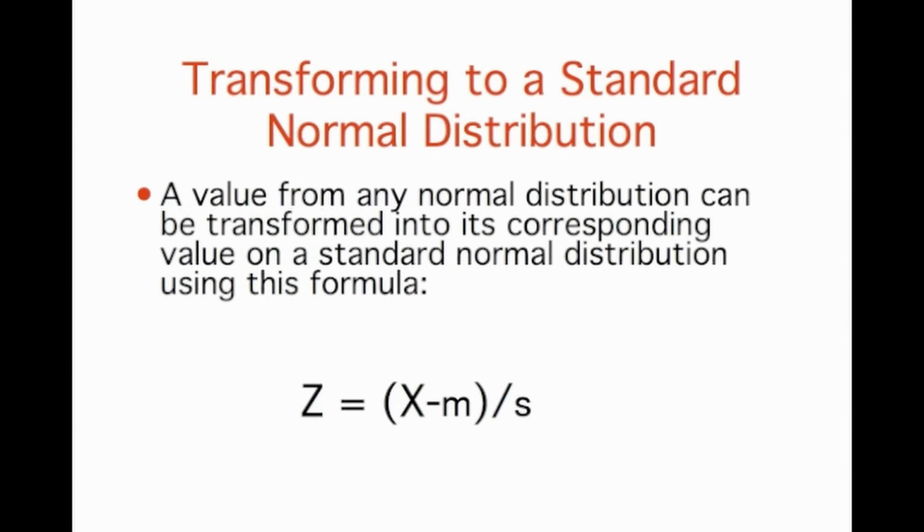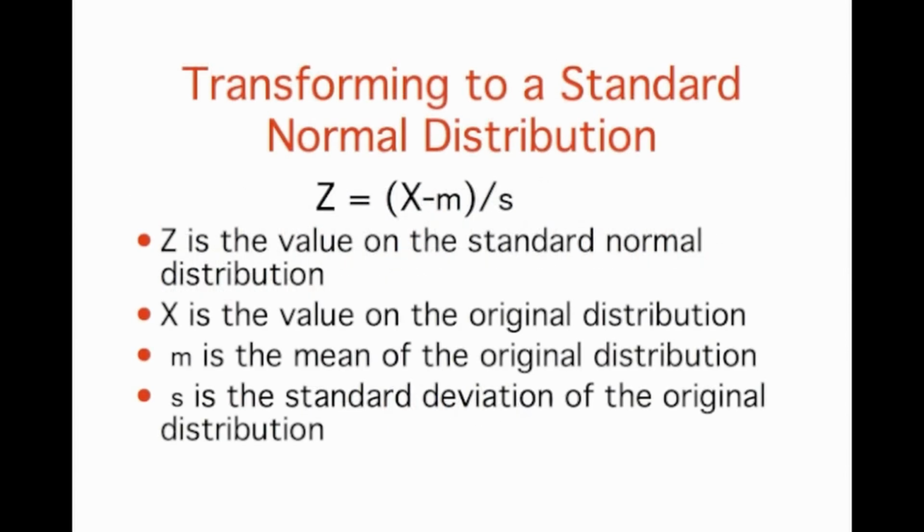A value from any normal distribution can be transformed into its corresponding value on a standard normal distribution using this formula. In this formula, Z is the value on the standard normal distribution, X is the value on the original distribution, mu is the mean of the original distribution, and sigma is the standard deviation of the original distribution.